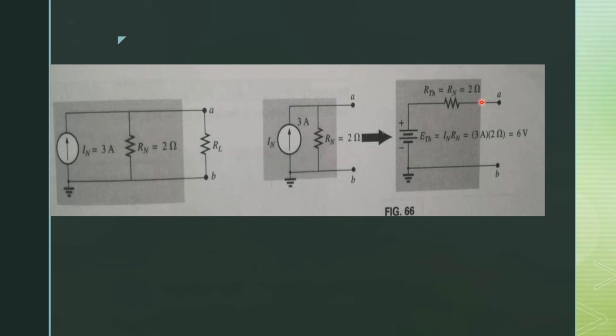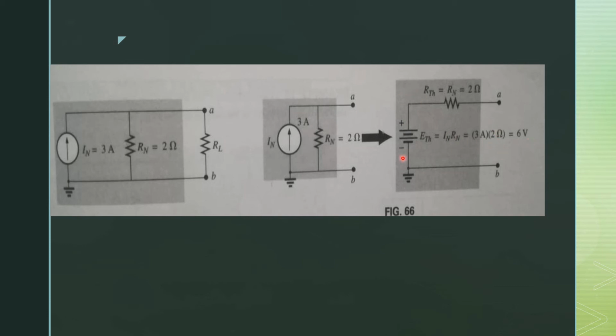Now we have to find the value of E Thevenin. So using Ohm's law, E Thevenin is equal to I Norton into R Norton. The value of I Norton is basically equal to 3 ampere. So substitute the values here. We see that I Norton is equal to 3 ampere and R Norton is equal to 2 ohms. So E Thevenin is equal to 6 volt.